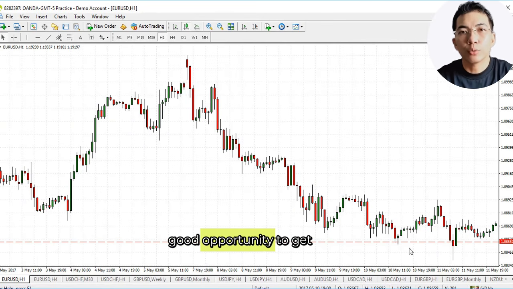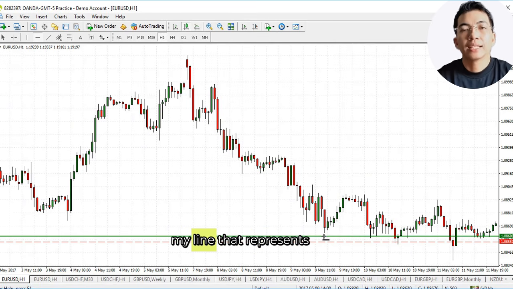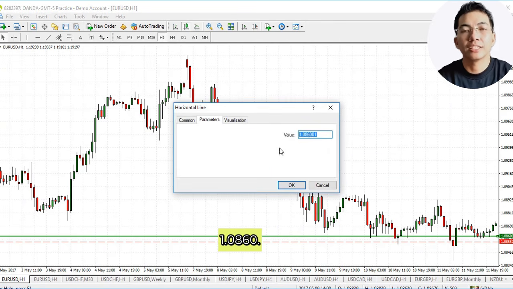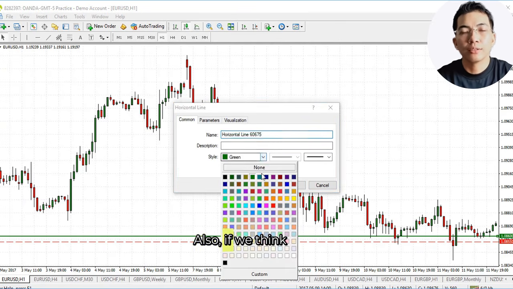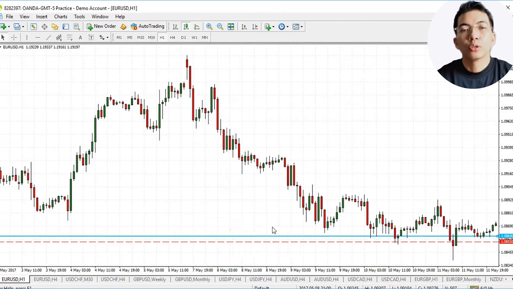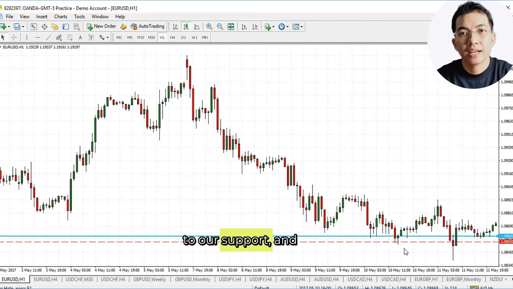So this is a good opportunity to get a long position, and I'm going to draw my line that represents the entry level at 1.0860. Also, if we think in terms of risk to reward opportunity, this is a huge chance. We are very close to our support, and we can place a tight stop loss, playing with a risk to reward that is very convenient.